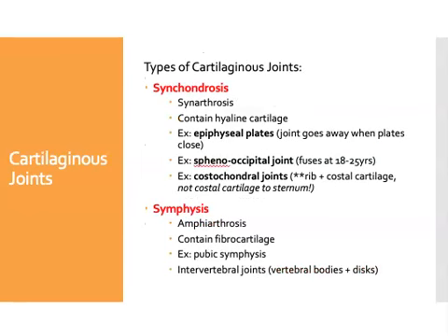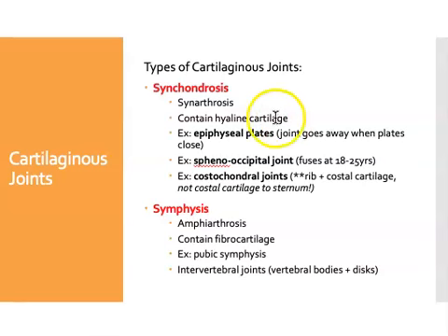Now we'll look at the cartilaginous joints, and there are two types of cartilaginous joints. There are what are called synchondrosis cartilaginous joints, and there are symphysis cartilaginous joints. The synchondrosis type of cartilaginous joint has the synarthrosis type of movement. These are hyaline cartilage type joints.